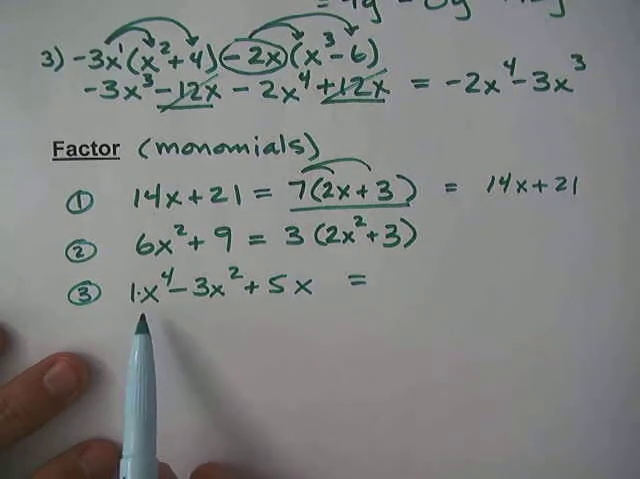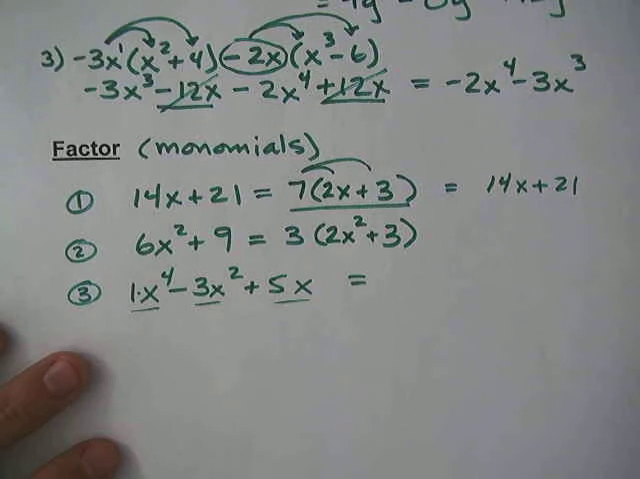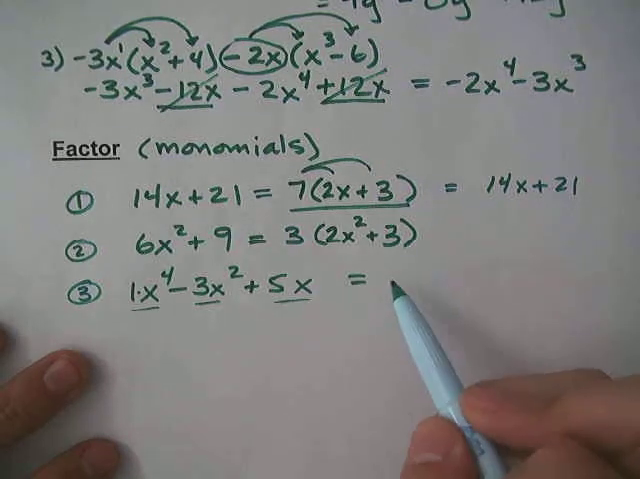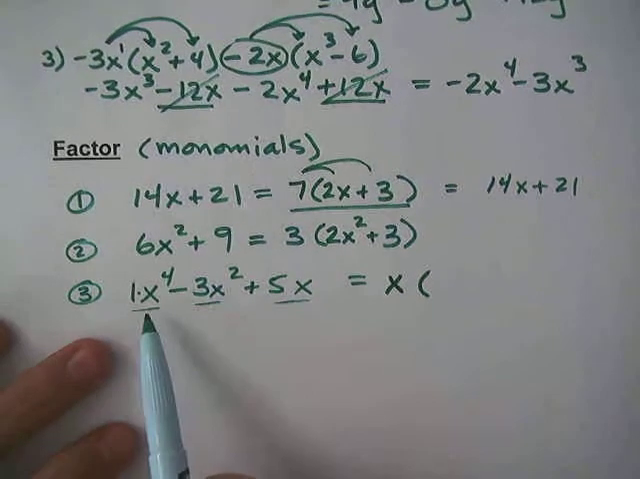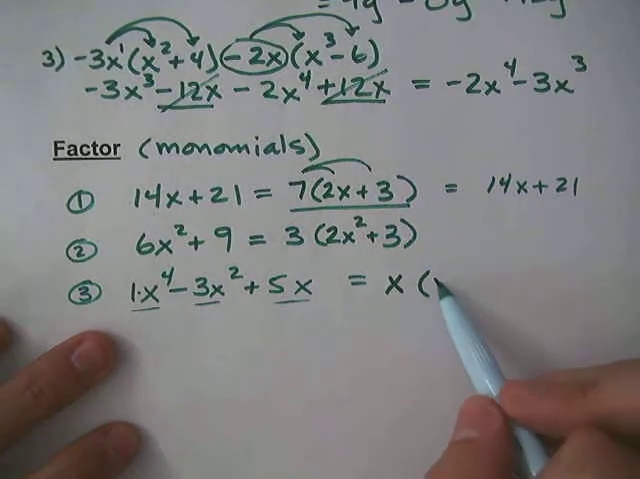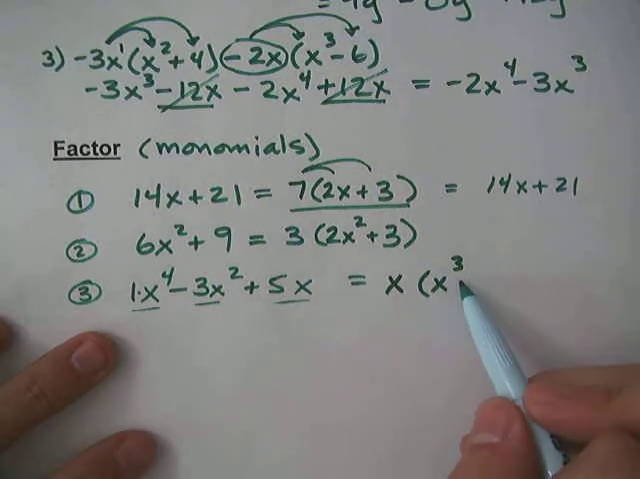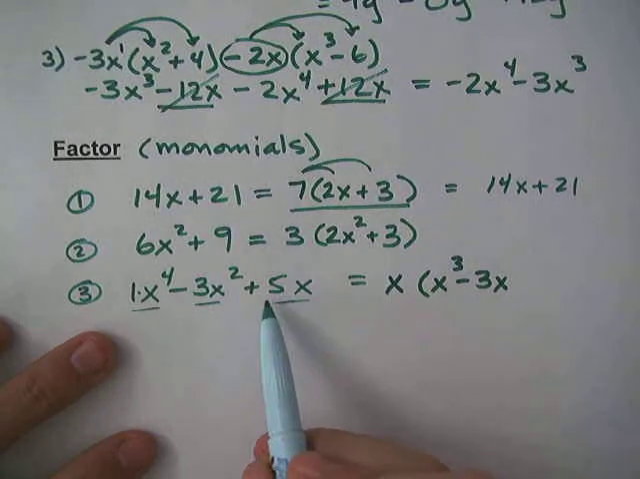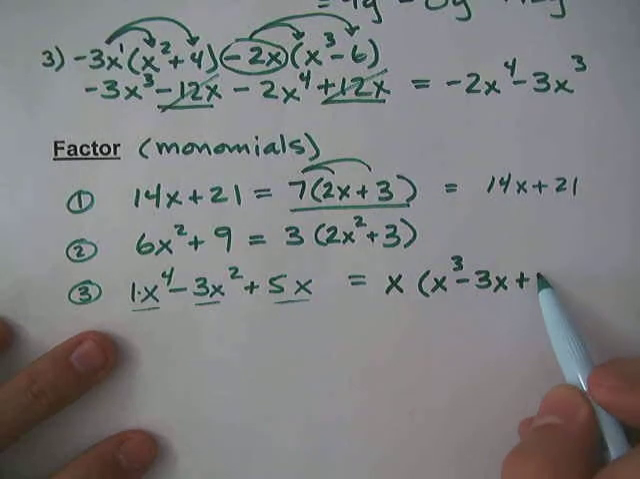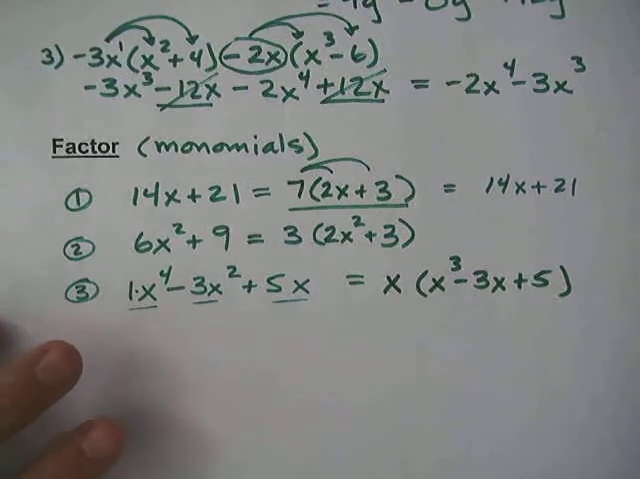But if you notice, each term has at least one x in it. So I'm going to actually take one x out of all of them. Okay? So if I take an x out of all of them, what do I have left? Well, if I take an x away from x to the 4th, I'll have x cubed left. If I take an x away from negative 3x squared, I'll have only 1x left. If I take an x away from 5x, I don't have any x's left, and I just have a 5. And that's it. Okay, I just factored out a variable.